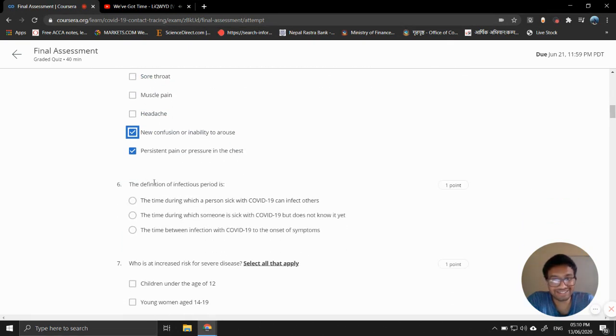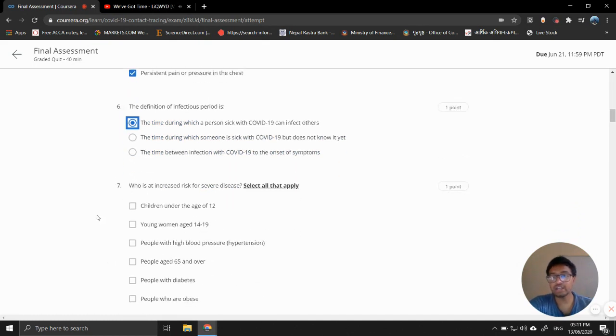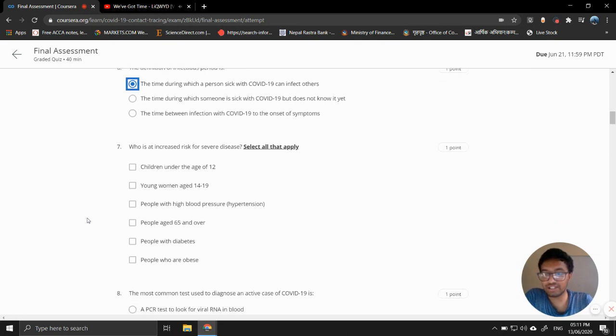Similarly, for question number 6, the definition of infectious period is the time during which a person sick with COVID-19 can infect others. That's your correct option. For question number 7, who is at risk: people aged 65 and over, people with high blood pressure, and people with diabetes. They are at high risk. And one more, people who are obese. This is also another one.